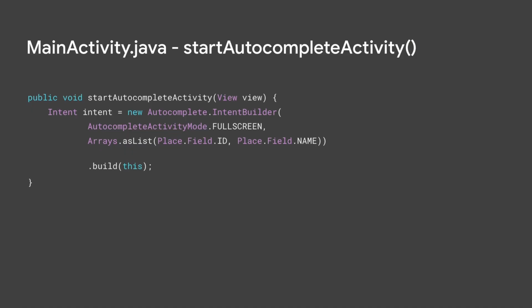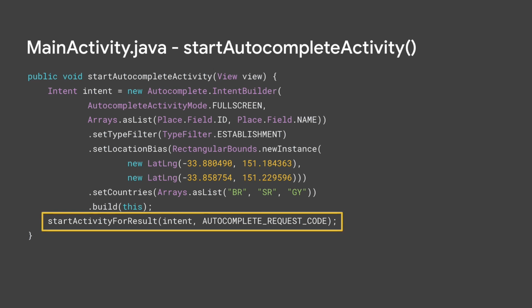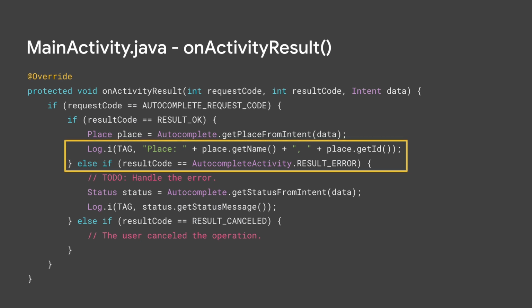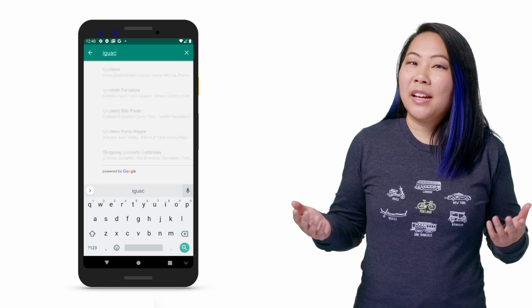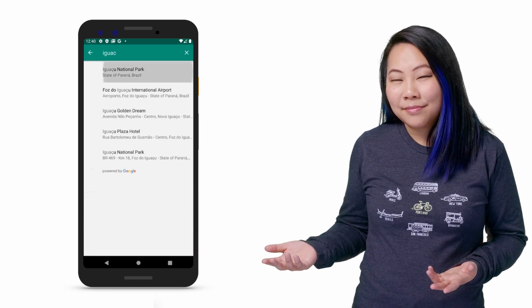Just like with the Autocomplete SupportFragment, you'll want to specify any location bias, place type filtering, and place details fields that you need. The intent must call start activity for result, passing in a request code that identifies the intent. Second, override the onActivity result callback to receive the selected place. Once again, we have a nice autocomplete widget that we can launch from any navigational element.